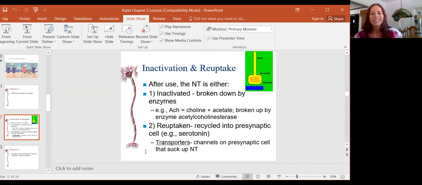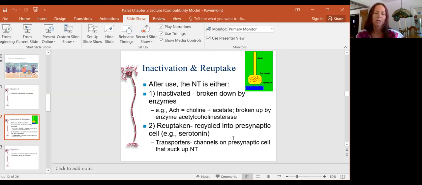Okay, secondly, another possibility is reuptake. Reuptake is when the presynaptic neuron releases the neurotransmitter, it gets used by the postsynaptic neuron, and then it gets detached and floats back out here, and this neuron sucks it up again. It's like a little vacuum cleaner, it just takes it back. And what it does is reuse it. Serotonin, for example, works that way. Then you don't have to make neurotransmitters all the time, you just reuse them. And so we call that reuptake.